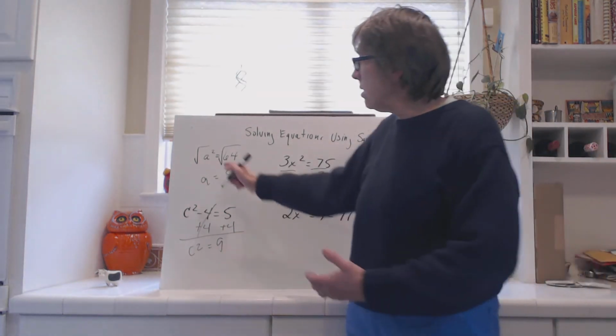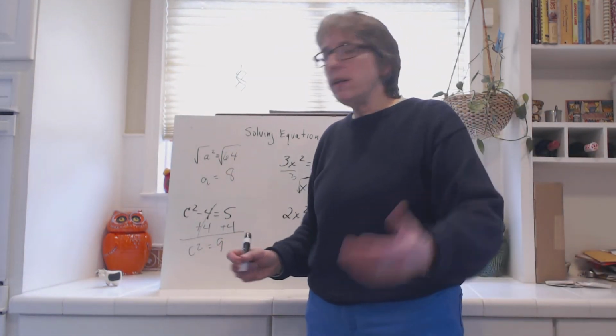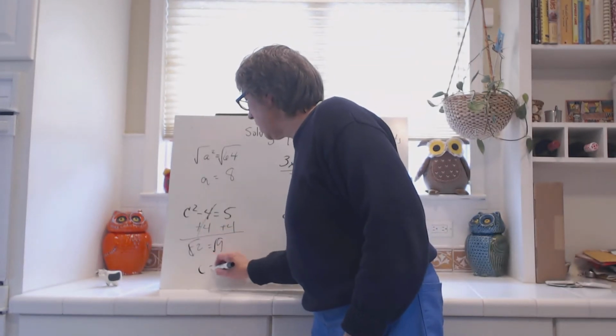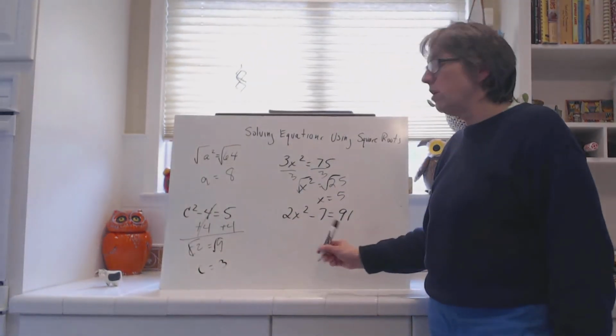So now we're back to this. What do we do to both sides? We take the square root of both sides. So c equals 3.